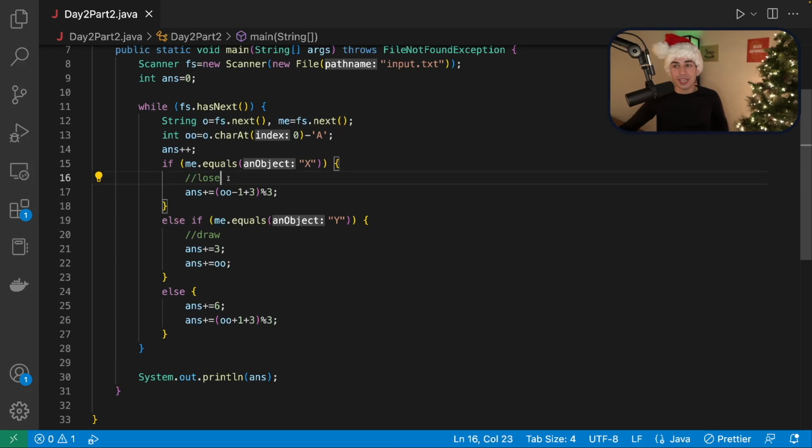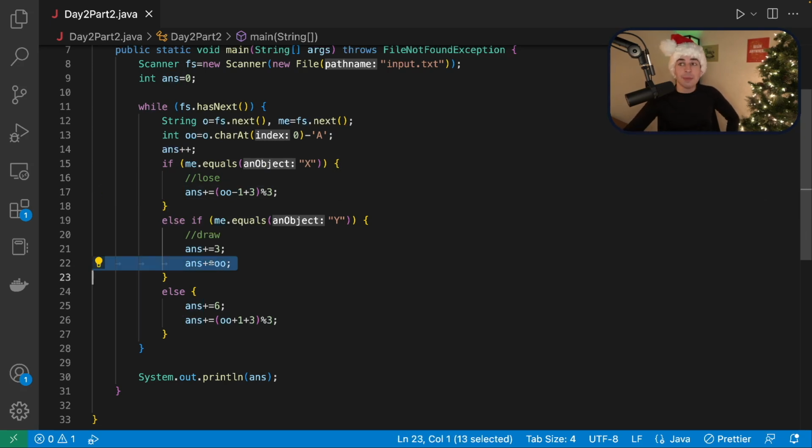If you lose, you don't get any bonus points for the game result. If you draw, you get 3 for the game result, and if you win, you get 6. So those are pretty straightforward. Additionally, you get the points for what you chose to play. This is a bit harder to evaluate, but I think I came up with a fairly succinct way of doing it. We can just ignore the loss, or we can't ignore the loss, actually. It's pretty important. Let's talk about the draw first, though.